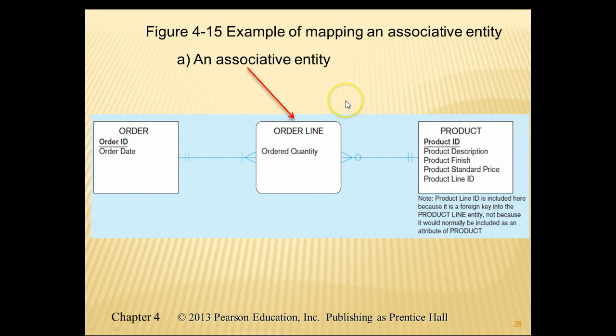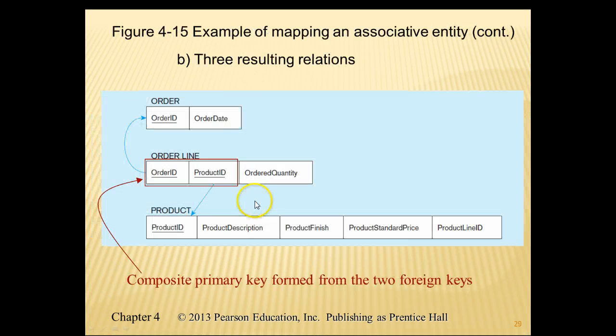So this is an example of mapping an associative entity. We have two entities, one called order and one called product, and then the associative entity is called order line with the attribute ordered quantity. And notice that this associative entity turned into its own relation called order line that has a composite primary key of order ID and product ID, which are the primary keys of the two related relations, and then it has another attribute that contains ordered quantity.